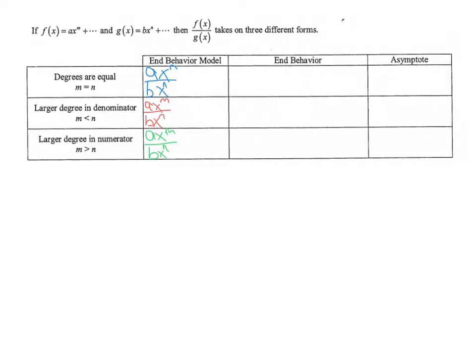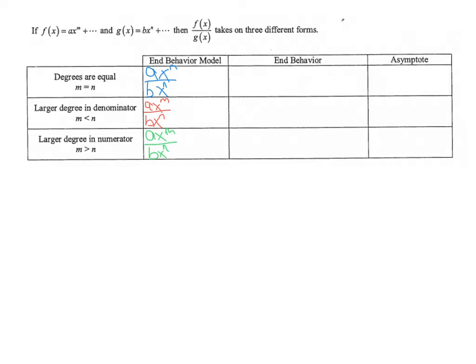So we're familiar with kind of what we do. We do take that largest degree and the coefficient in the numerator and in the denominator. So for all three cases, we're going to start with a times x to the m power divided by b times x to the n power. We're just going to clarify what happens with each one of those.